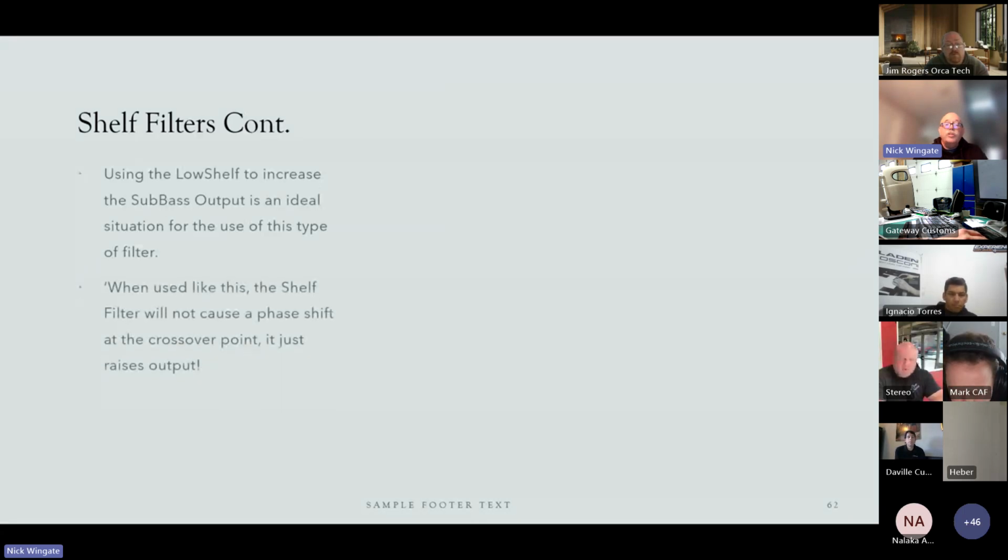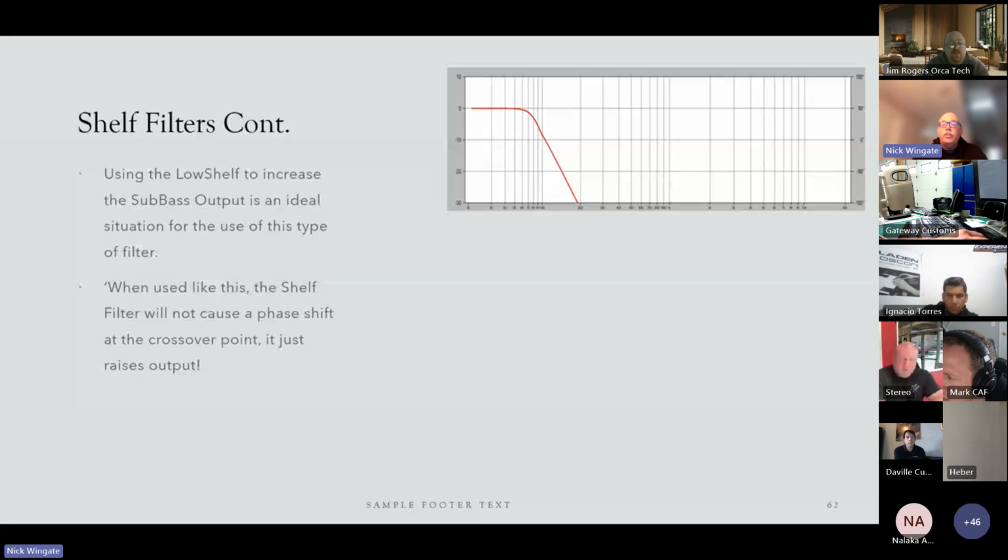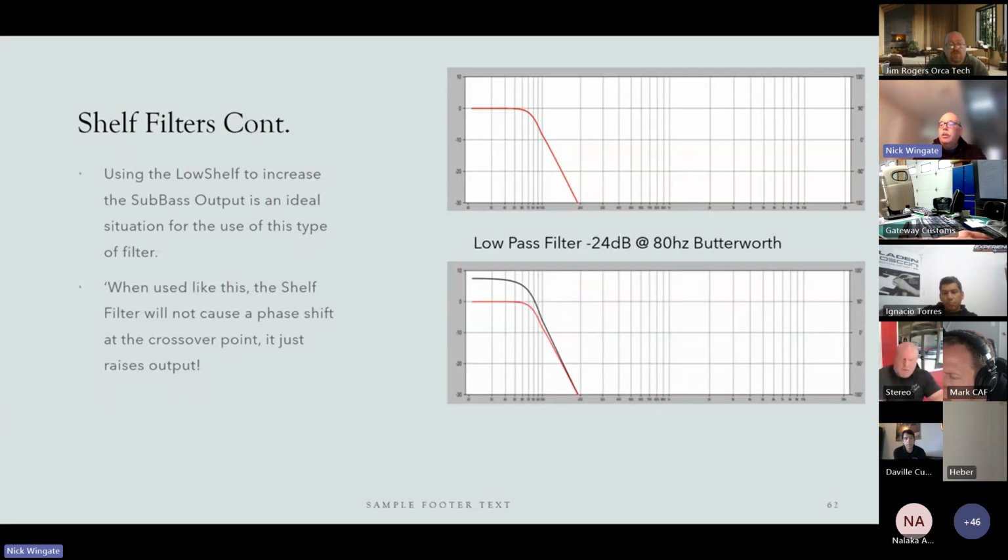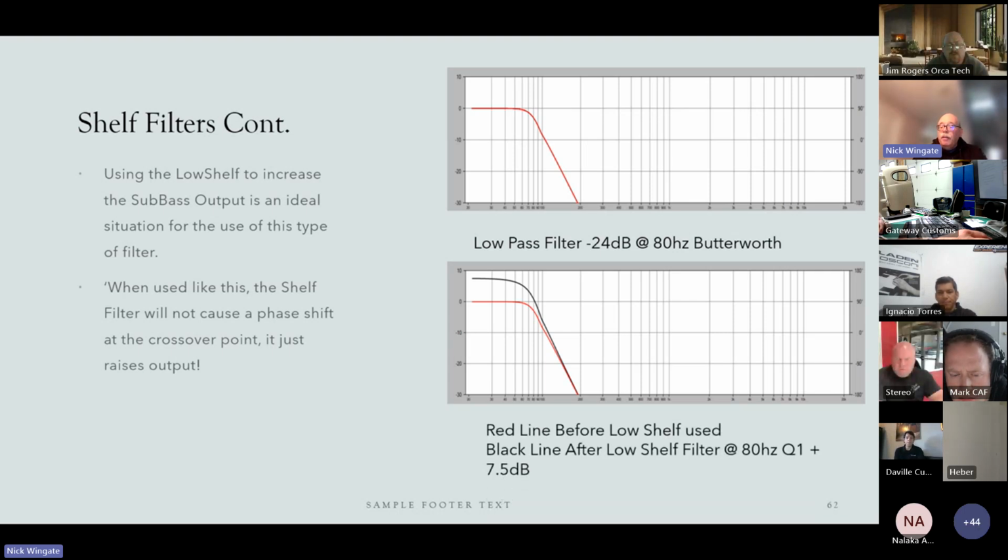You can also increase sub-bass output, and it's an ideal situation to use a low shelf, okay? And again, when you use these, they don't shift phase. So when we are sitting here, Dan, we've got somebody that wants to have more sub-bass in the car. After you've tuned the car, they want more sub-bass. Well, instead of turning the sub-bass knob up and adding more energy and shifting the frequency response beyond the 80 hertz crossover filter that we're using, all you do is go in and take a low shelf filter and boost it with a Q of 1 by 7.5 dB.